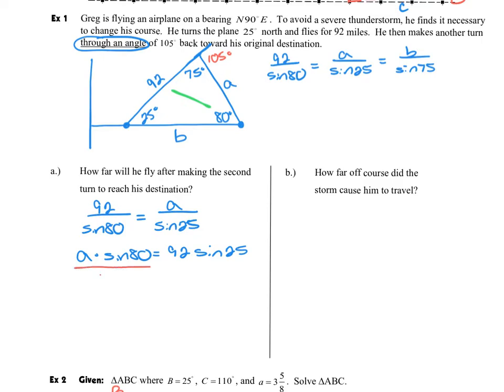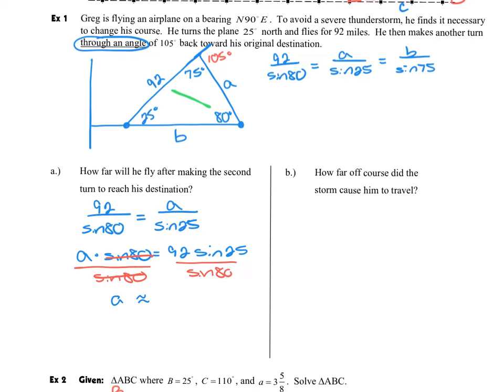Since we're solving for A, we're going to divide both sides by sine 80. Remember, that's just a number in our calculator. These will cancel, and then we'll be able to just type this in our calculator and get our value for our side A. And you can type that in your calculator just as you see.